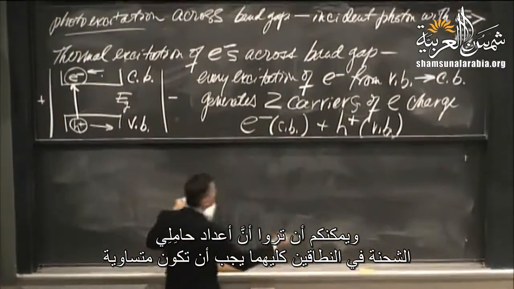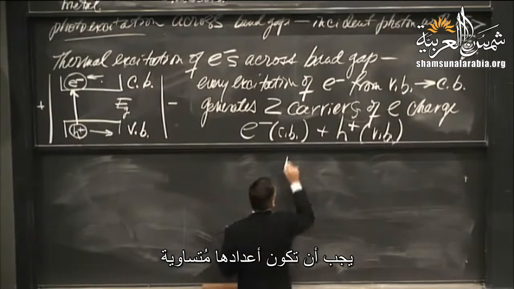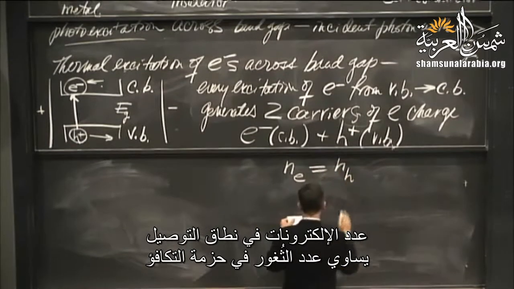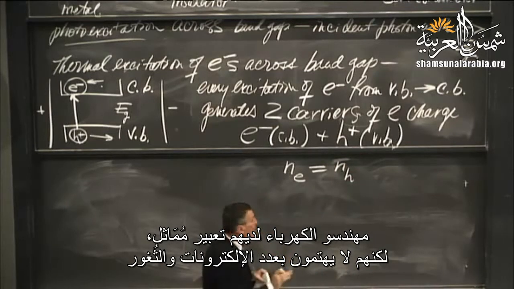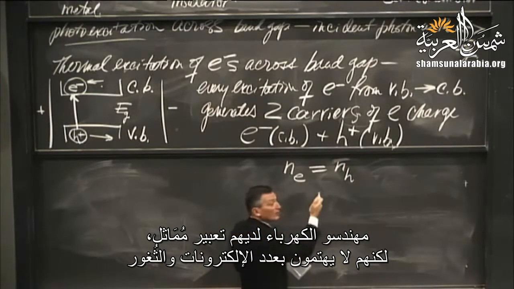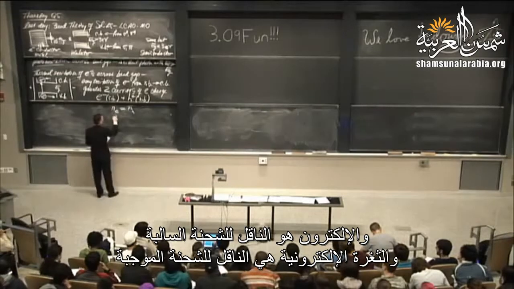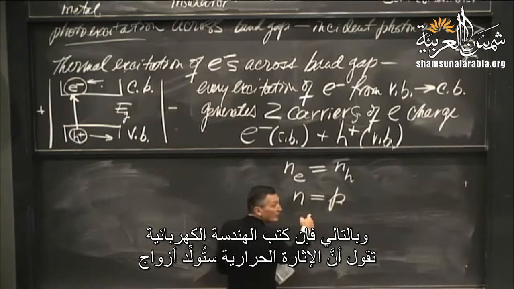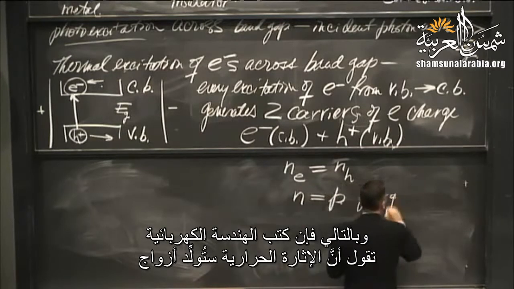And you can see that the numbers have to be equal. So we write, therefore, that the populations are equal. The number of electrons in the conduction band equals the number of holes in the valence band. Now, electrical engineers have a similar expression, but they don't care about numbers and electrons and holes. They care about the functionality. And the electron is a carrier of negative charge, and the hole is a carrier of positive charge. So the electrical engineering books will write thermal excitation gives rise to pair generation.